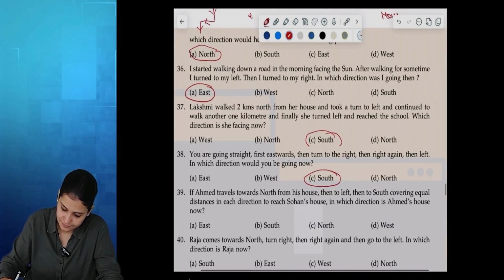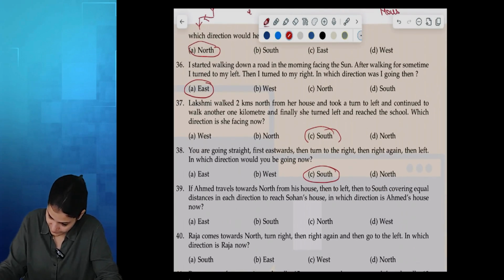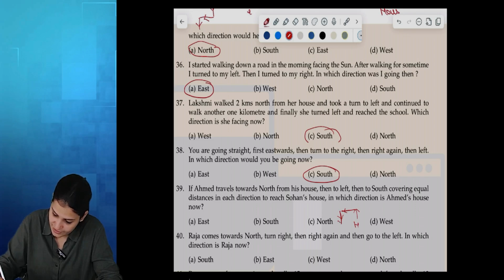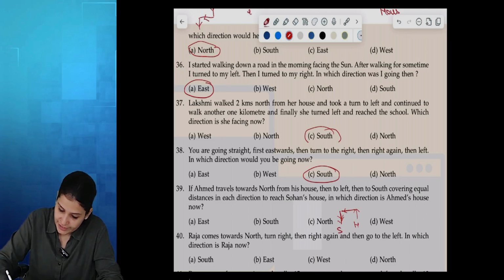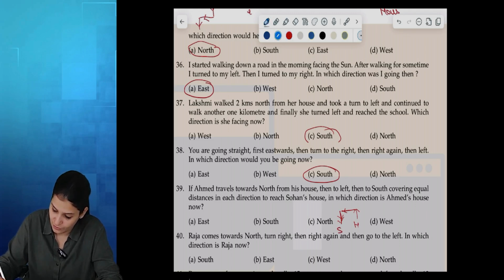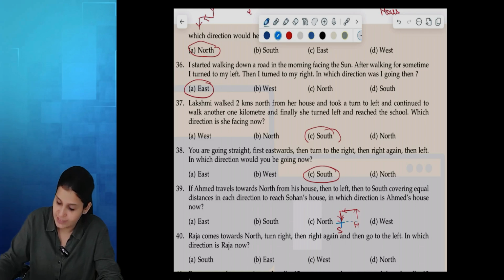39. East. Ahmed travels towards north from his house, then left, then to south, covering equal distances. So in the same line. This is Sohan. So in which direction is Ahmed's house now? If I am standing here, Ahmed's house is in the east side.